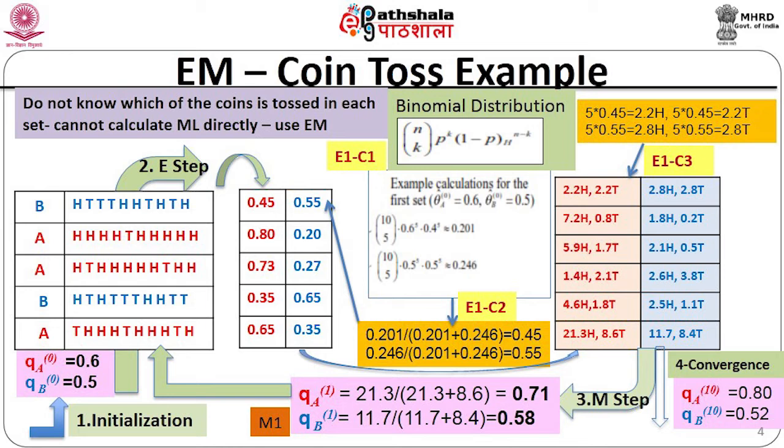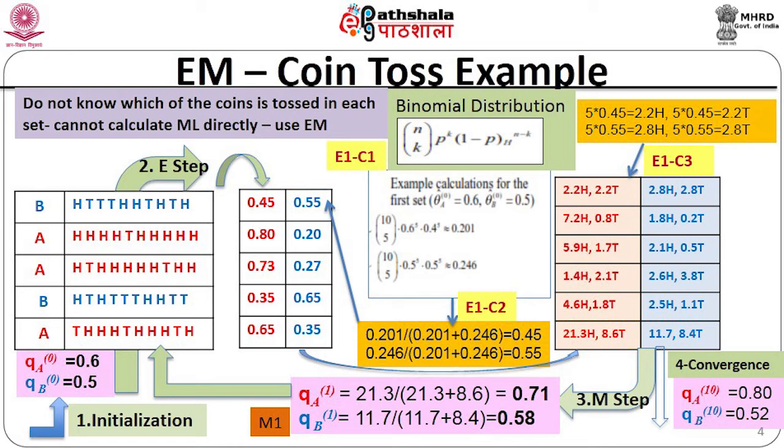With those values, we calculate the 10, 5, the binomial values of 0.201 and 0.246. That is the first step. After we do that, we calculate the probability of you selecting a red or you selecting a blue. That is given by 0.45 and 0.55 by normalization, normalizing with the addition of the two values. So, from this we get the next table.